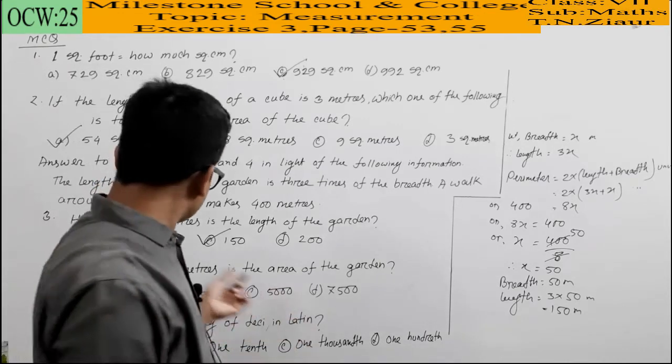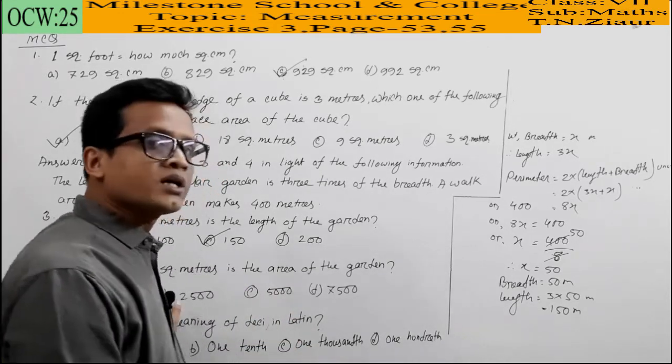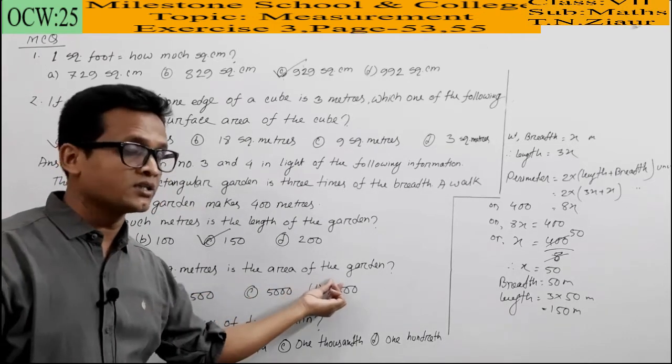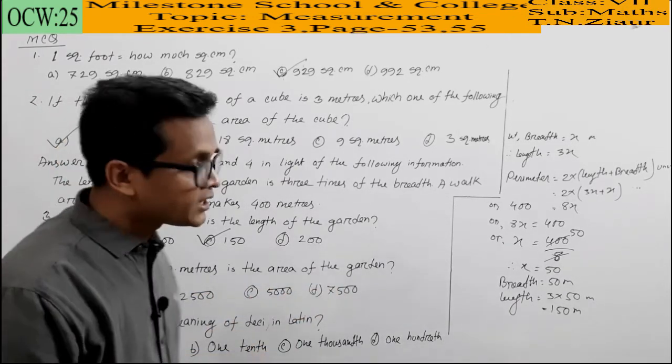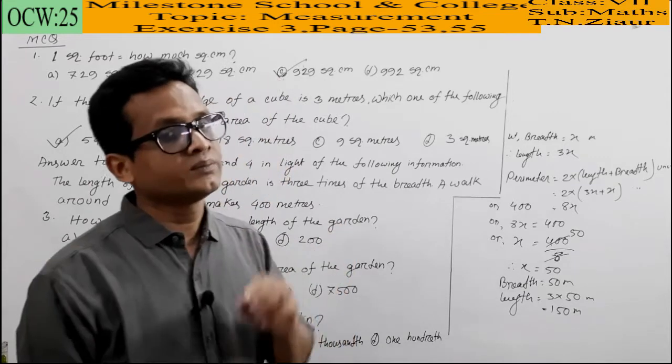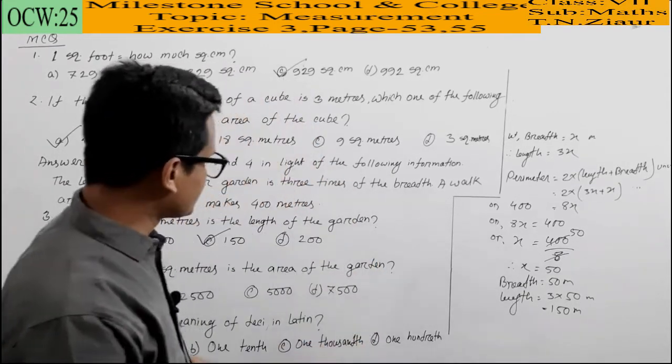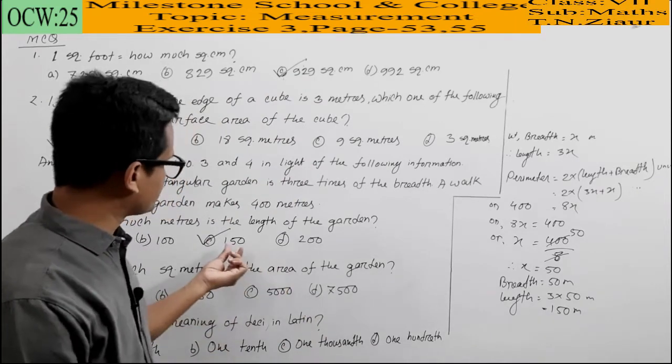Okay students, now number 4: how many square meters is the area of the garden? So students, when you find the area of the garden, what will you do? Length into breadth. Yes, length into breadth. The length you already got is 150.